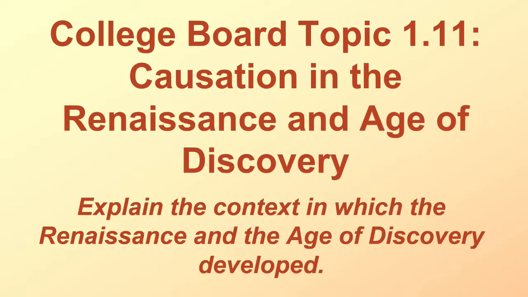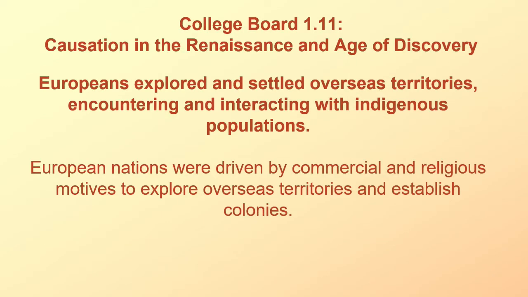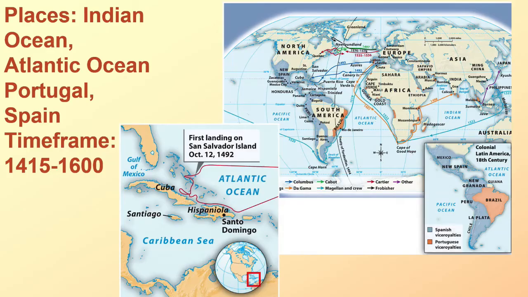And then once again, here it is, one more time, College Board topic 1.1, causation in the Renaissance and the Age of Discovery. It's a simple repetition of 1.1. It's a wrap-up. It comes full circle. Explain the context in which the Renaissance and the Age of Discovery developed. Europeans, like we said, explored and settled overseas territories, encountering and interacting with indigenous populations. And once again, it's a repetition. European nations were driven by commercial and religious motives to explore overseas territories and establish colonies.